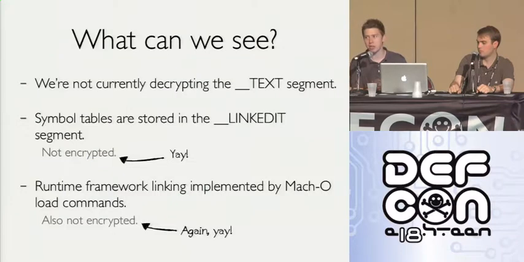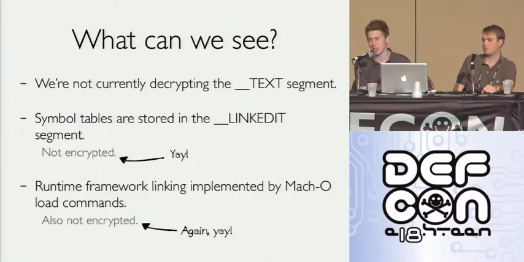So the question is, we're not decrypting the text segment. What can we see? The great thing is we get symbol tables, and almost every binary I've ever seen has very gratuitous symbols in it. These are all in the link edit table. They're all plain text. The other thing we can also see is frameworks. These are effectively the dynamic libraries, and we can see those because they're implemented as Mach-O load commands, so we can see that all in plain text too, which is really nice.